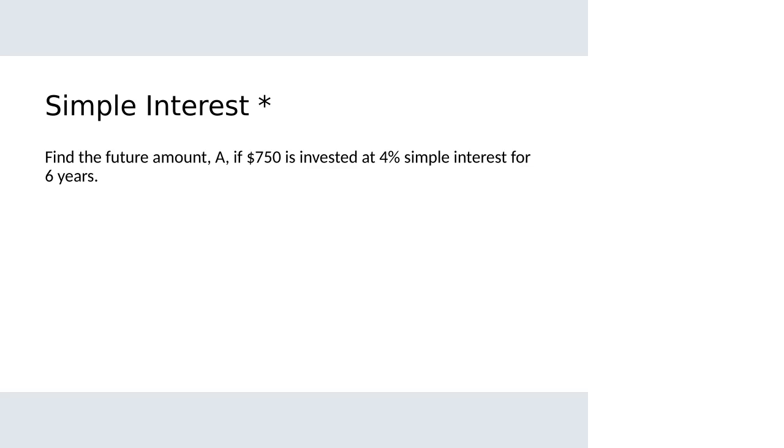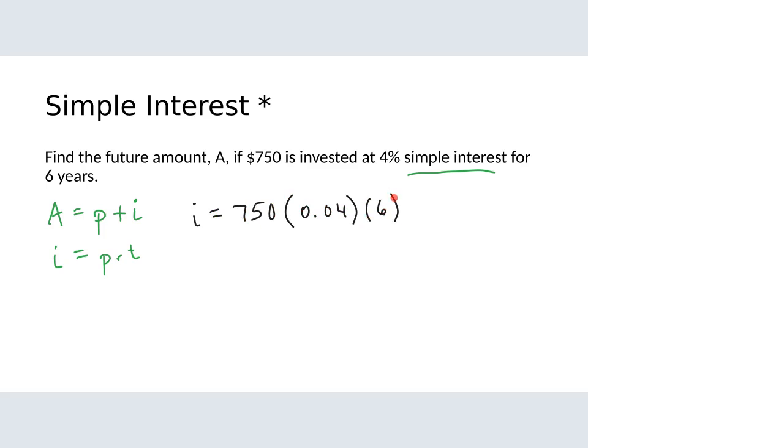We've got find the future amount A. So I know I'm going to use this at some point because I've been asked for the future amount. If 750 is invested at 4%, simple interest, I equals PRT. I can plug in to find my amount of interest that was earned, which will be the principal multiplied by the rate multiplied by the time. We'll multiply those together. 750 times 0.04 times 6. And we can see that $180 of interest has been earned.